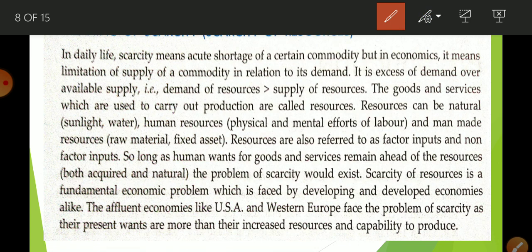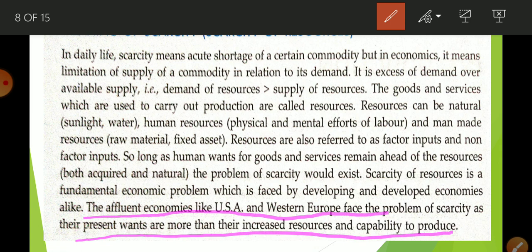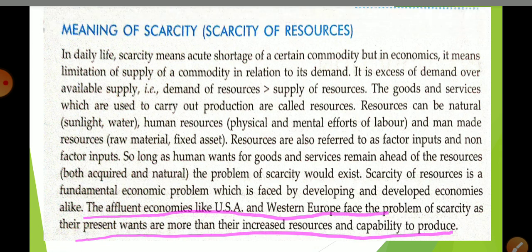Okay, so this is the problem that is not faced by developing or underdeveloped countries, but is faced by affluent economies like the USA and Western Europe. Why do they face it? Because wants are unlimited compared to available resources. Now, in very simple language, what do you mean by scarcity?